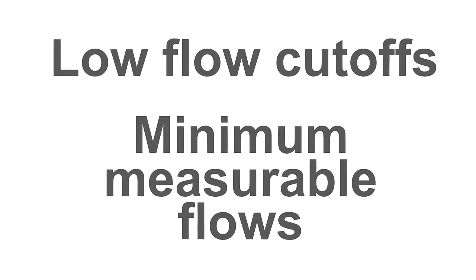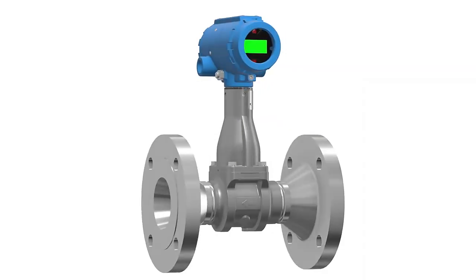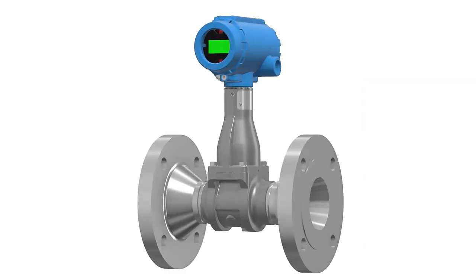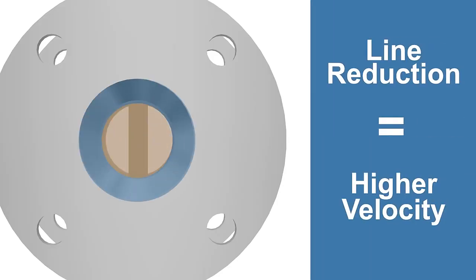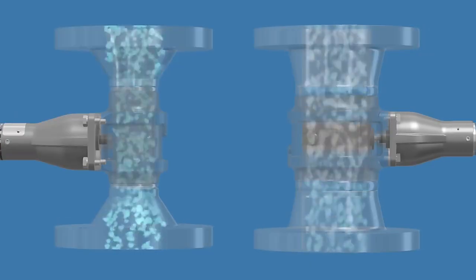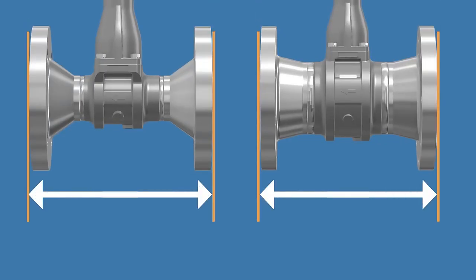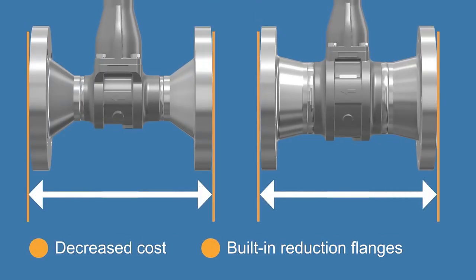Low flow cutoffs and minimal measurable flows can pose an issue to vortex technology. One solution to this limitation is utilizing a vortex flow meter known as a reducer. This configuration decreases the cross-sectional area of the meter body by one line size, yielding a higher velocity through the pipe. With a higher velocity passing by the shutter bar, lower flow rates can be accurately measured. Reducer vortex flow meters use the same face-to-face dimensions as standard flanged vortex meters, which decreases cost by eliminating the need for field-installed piping reductions.